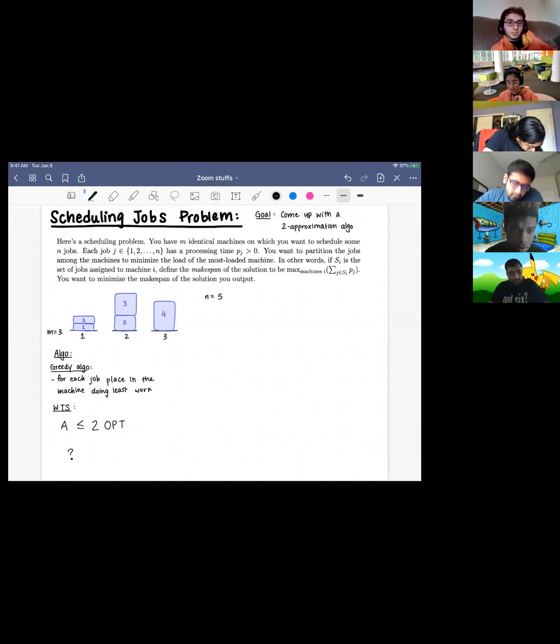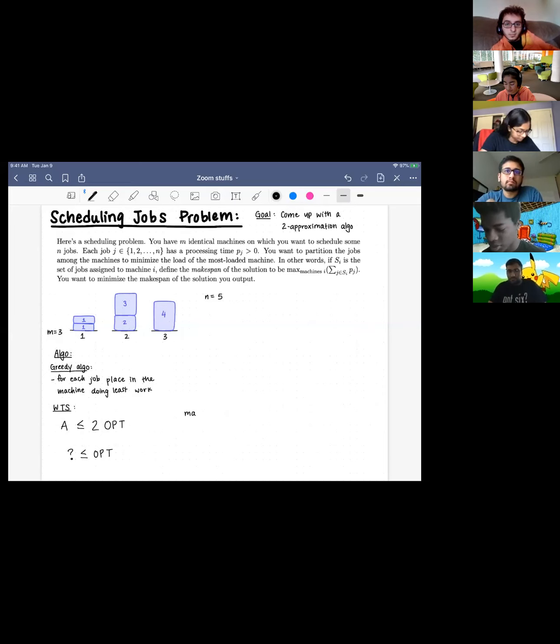So in other words, it's helpful if we find some middleman quantity that opt is greater than. Can anyone think of some quantities that opt is definitely going to be greater than or equal to? Yeah, someone put in the chat the greatest job, and another person put in the chat the sum of all the jobs over m. Both of those are correct. Let's analyze why they are.